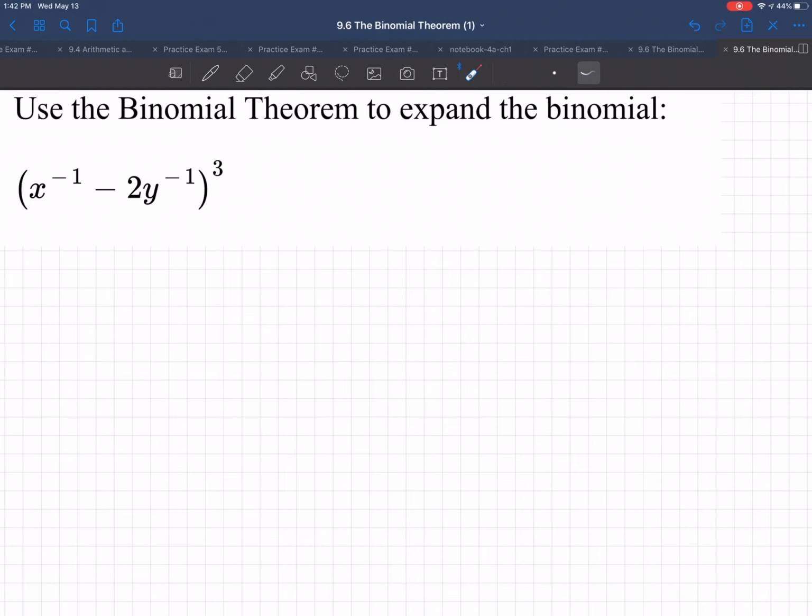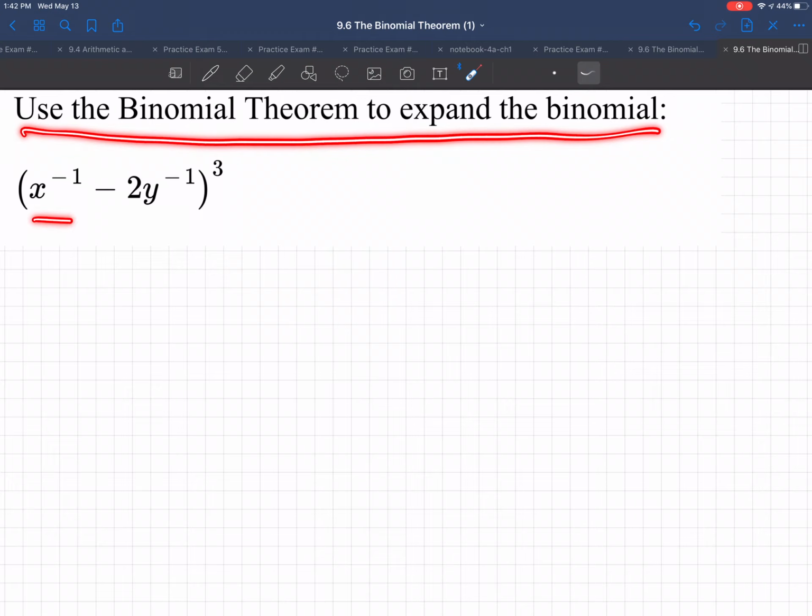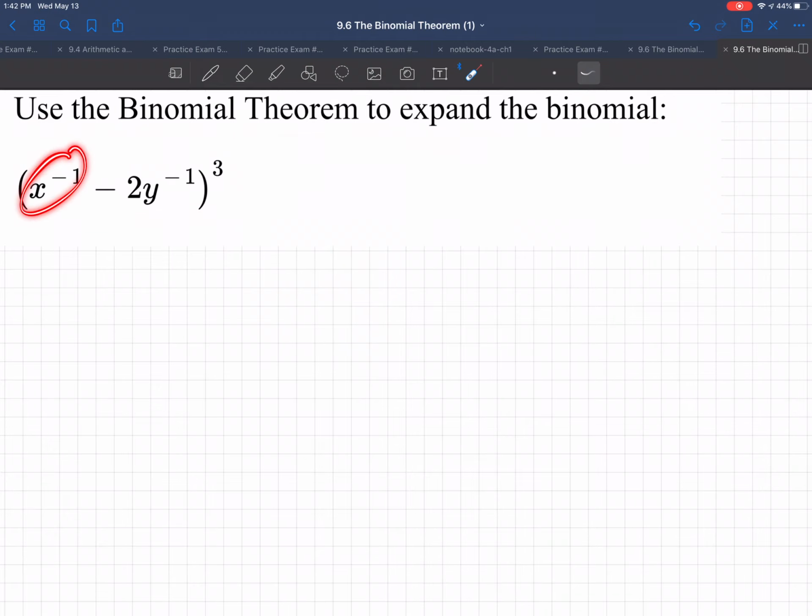Okay, so use the binomial theorem to expand the binomial. All right, so it's binomial theorem, two terms. That's why it says bi to a power. So two terms to a big old power. How do we do it? Well, I'm going to start with Pascal's triangle.